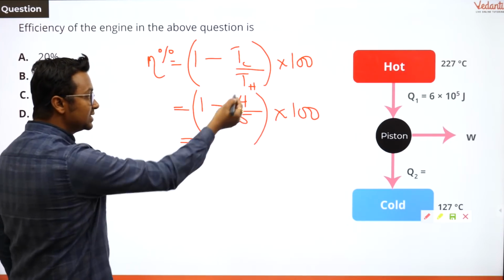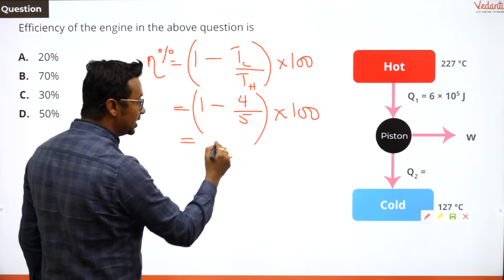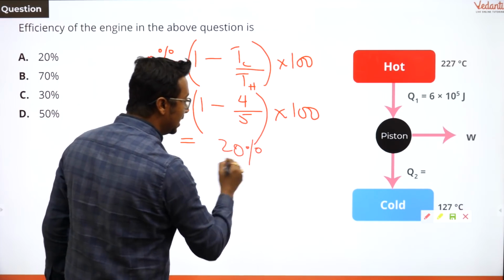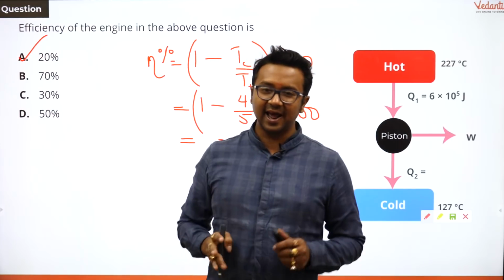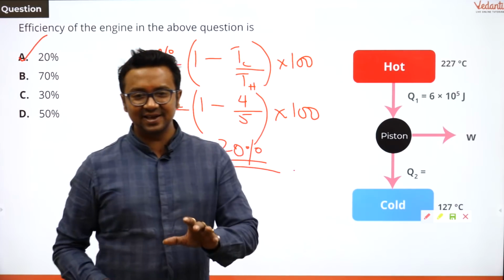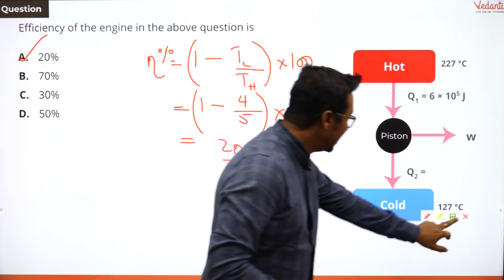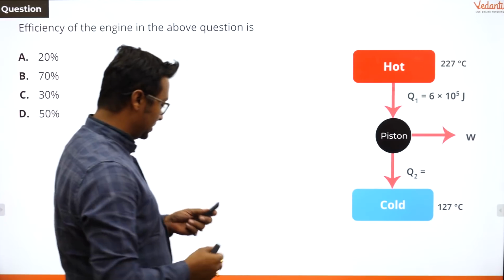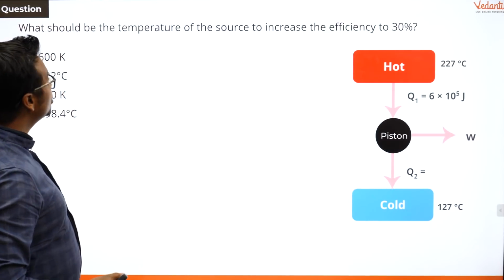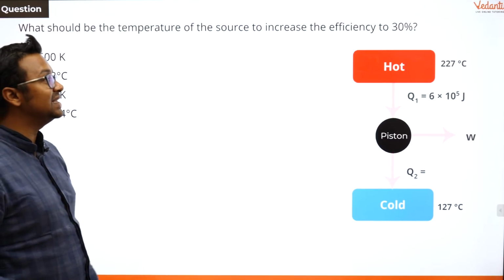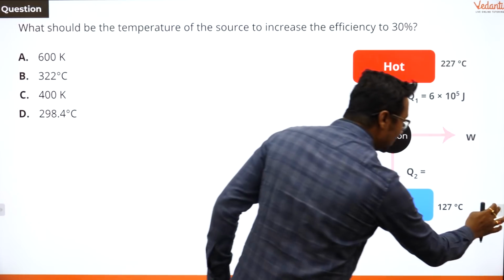How much is it going to be? This is going to be 0.8. 1 minus 0.8 is 0.2 into 100. This is going to be 20%, my dear students. So option A is the correct answer. Basic formula. Let us go ahead to the next question, my dear students. What do we have in the next question? They are asking us what should be the temperature of the source to increase the efficiency to 30%. Again, not a very difficult one.